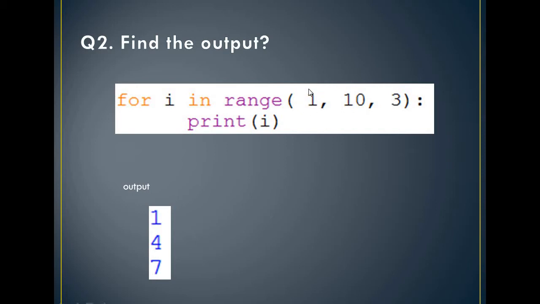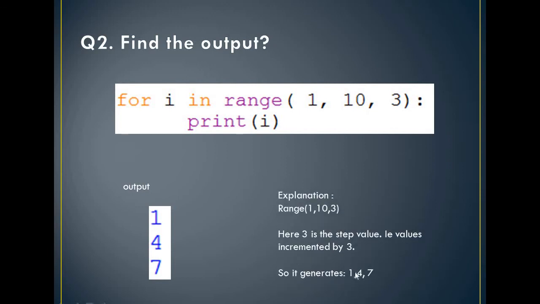So here the starting value is 1. What will be the second value? The second value is incremented by 3. So 1 plus 3 is 4. So it generates 1, 4 and 7. 4 plus 3 is 7. Then 7 plus 3 is 10. But here the stop value is 10, so it will not display the value 10, because it will display values up to 1 less than our stopping value. So i takes the values 1, 4, 7.